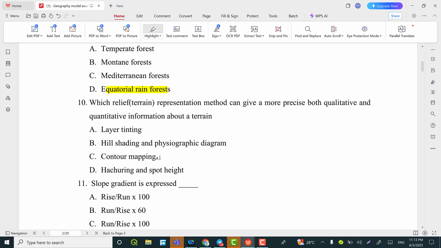Contour mapping. Contour line is an imaginary line that helps to depict the places which have the same elevation above sea level. So there are different contour lines. Then the answer is contour maps or contour line maps. Hachuring and spot height, both hachuring and spot height help to detect a certain peak. For instance, if you are interested to map Ras Dashen, we can use spot height or hachuring.